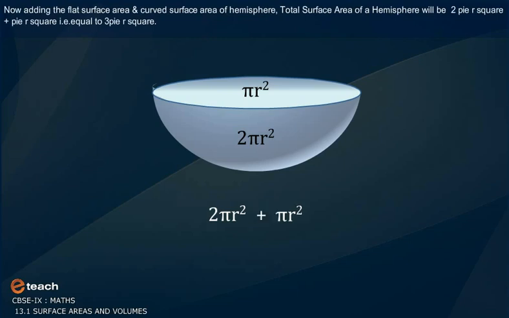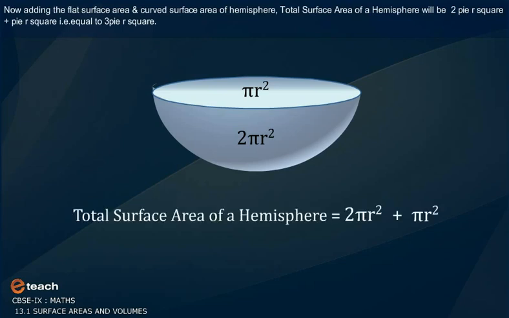Now adding the flat surface area and curved surface area of the hemisphere, the total surface area of a hemisphere will be 2 pi r square plus pi r square, that is equal to 3 pi r square.